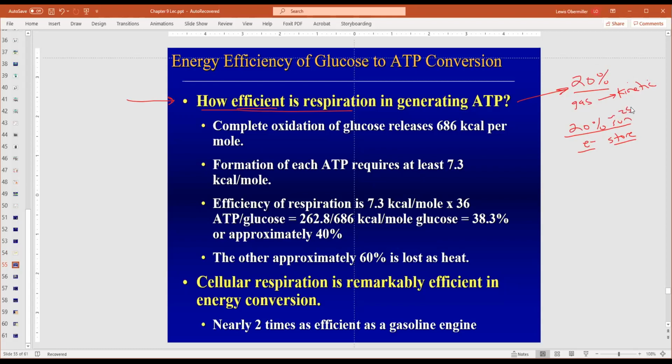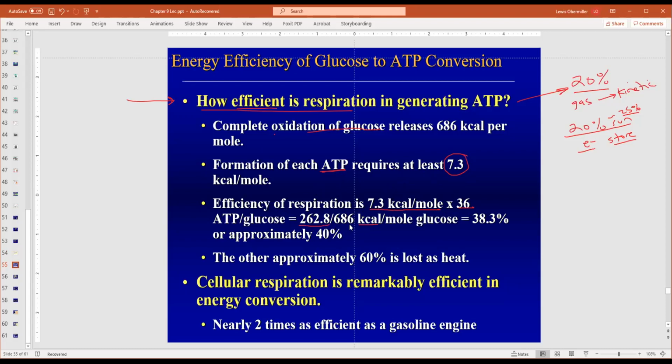This might go up just a little bit, but it's somewhere around 20 to 25%. Now, let's figure out how efficient our body is at converting the energy of glucose into the energy of ATP. So remember, it's 7.3 kilocalories per mole of ATP. If we have 36 ATP for every mole of glucose, then we just multiply 7.3 by 36, and that gives us 268.8 calories.